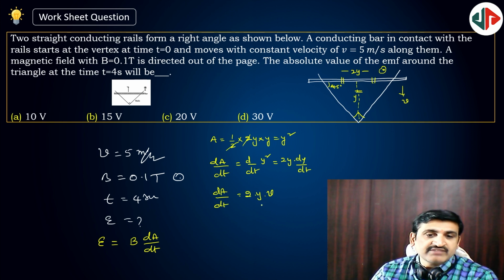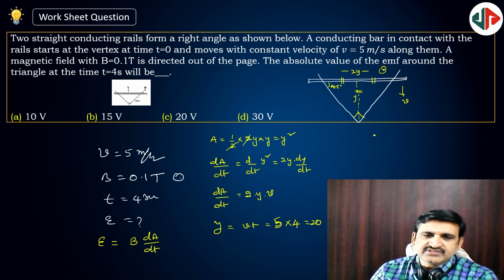But what about the y value? Y value he gave after some seconds, 4 seconds after, right? The absolute value of EMF induced in a triangle after a time t equal to 4 seconds. How much distance can it cover in 4 seconds? Distance covered y is equal to Vt. V value is 5, into t value 4 seconds. So total 20 will come. So this 20 you can use.